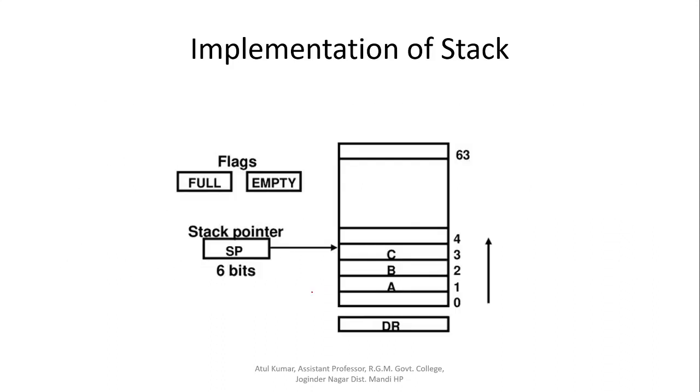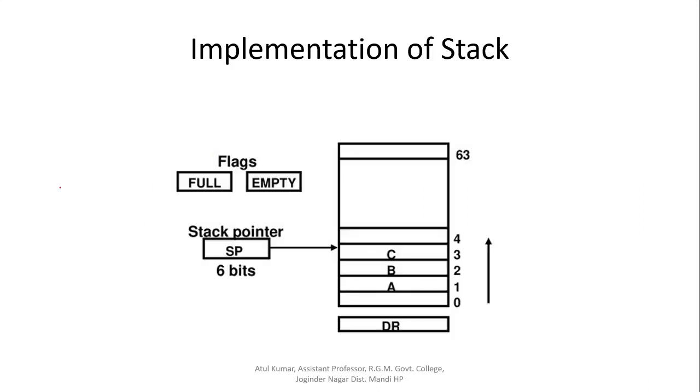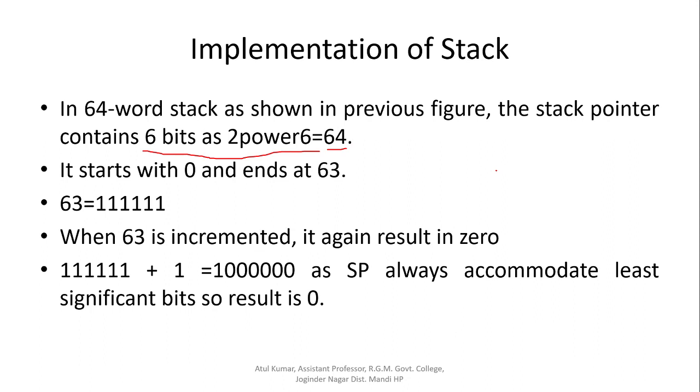In this diagram we can see the size of the stack is 64 words. As I have discussed earlier, due to 64 we need a stack pointer of size 6 bits, as 2 raised to power 6 is equal to 64. So it starts from 0, the first position is 0 and ends at 63. The last position is 63, and in binary 63 means 6 ones.